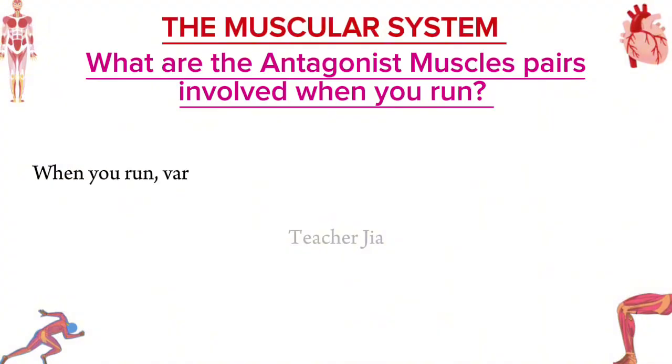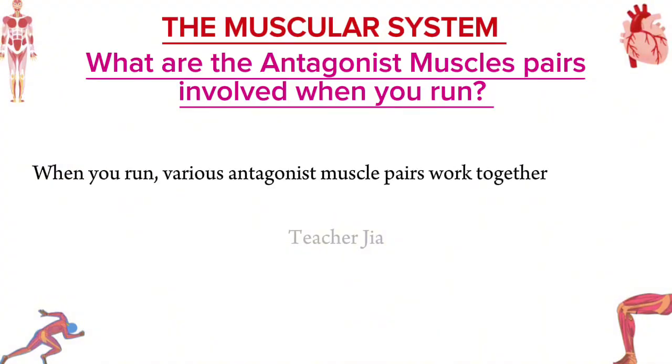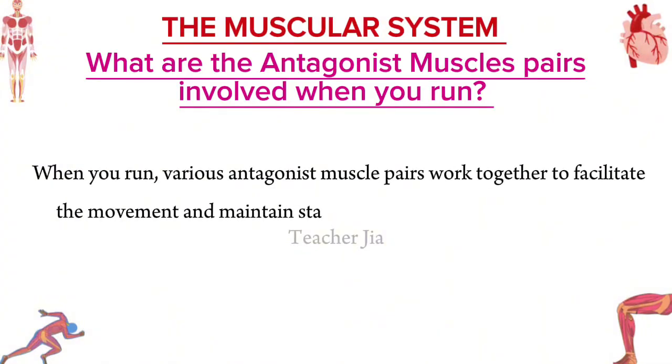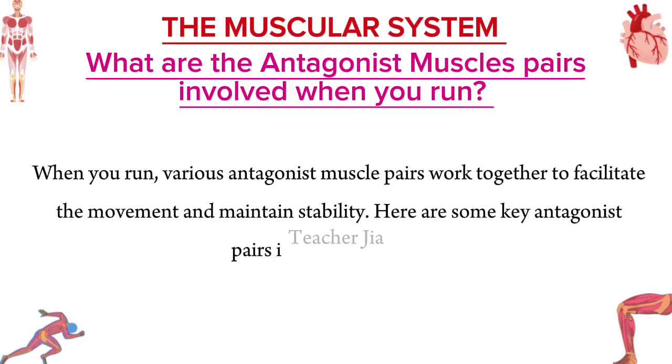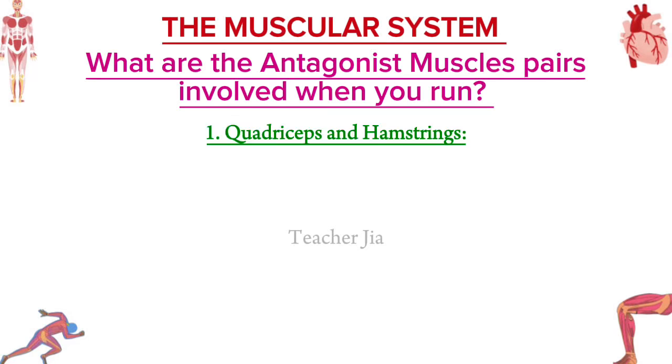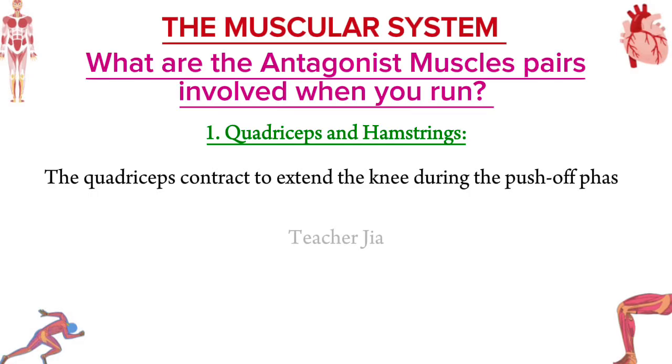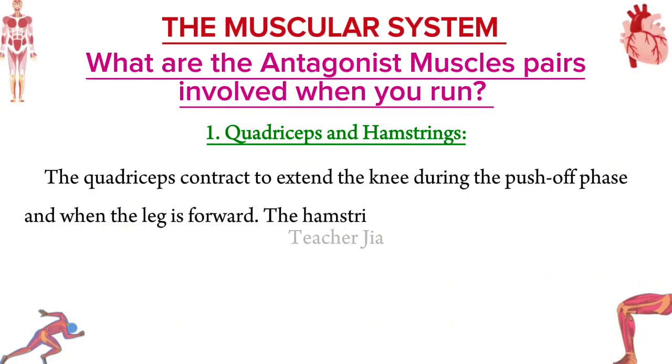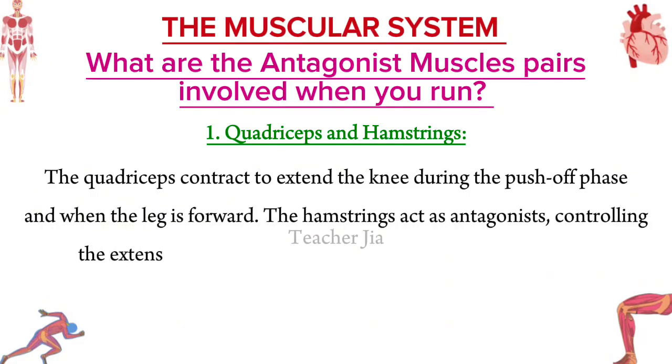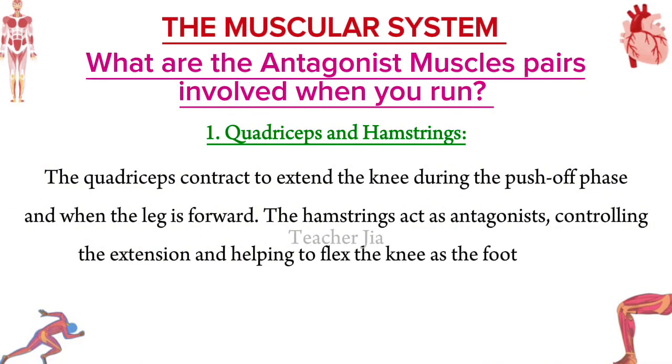When you run, various antagonist muscle pairs work together to facilitate the movement and maintain stability. Here are some key antagonist pairs involved in running. We have quadriceps and hamstrings. The quadriceps contract to extend the knee during the push-off phase and when the leg is forward. The hamstrings act as antagonists, controlling the extension and helping to flex the knee as the foot prepares to strike the ground. So that is quadriceps and hamstrings, which are the muscle pairs involved when you run.